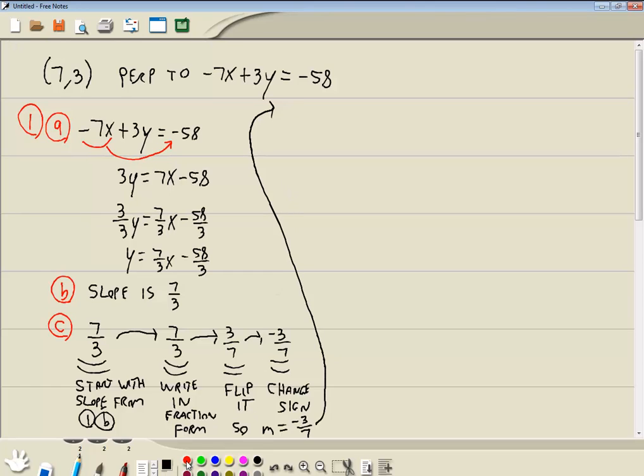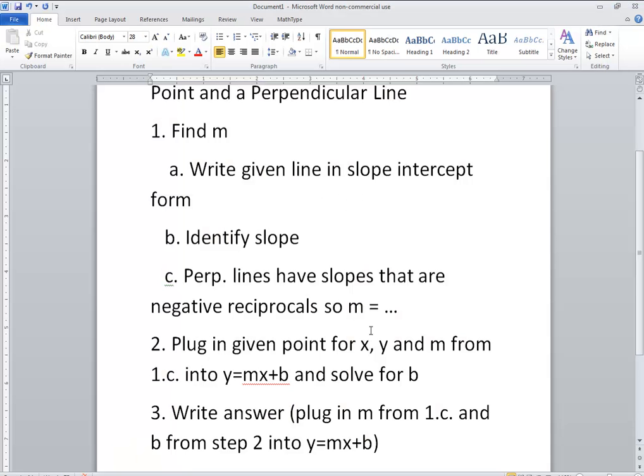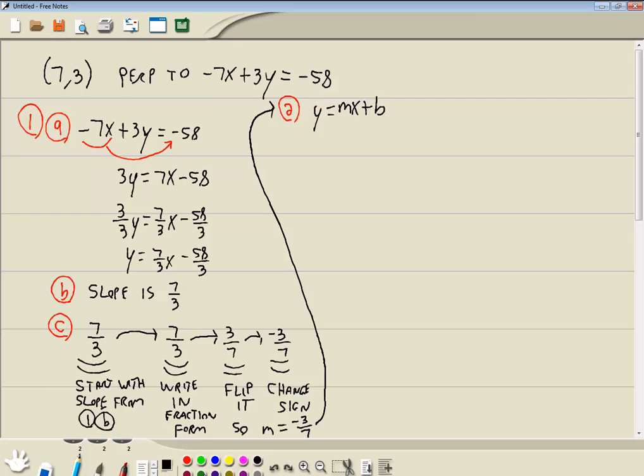Step 2. Plug in the given point for x and y. Remember, they give you a point. They're giving you the x and the y, a specific case. So I can plug 7 in for x and 3 in for y.